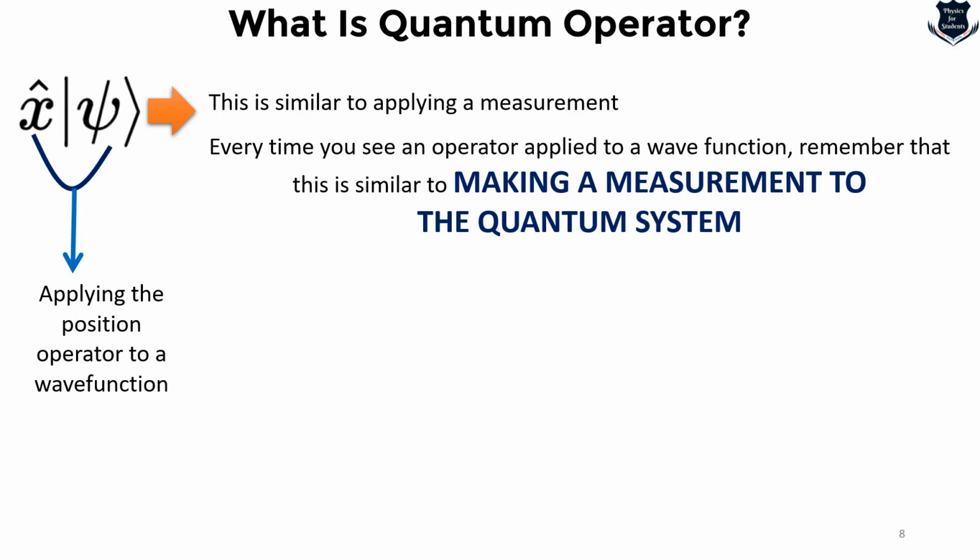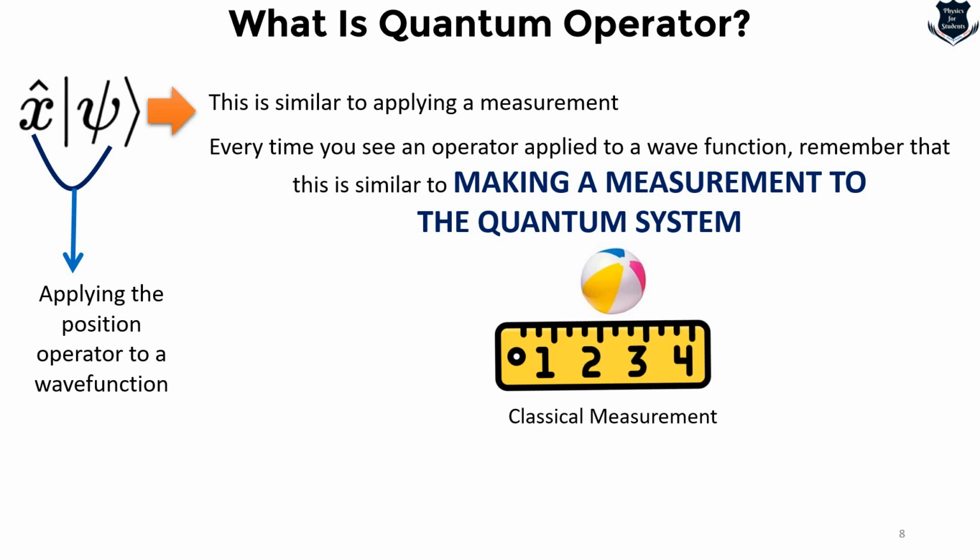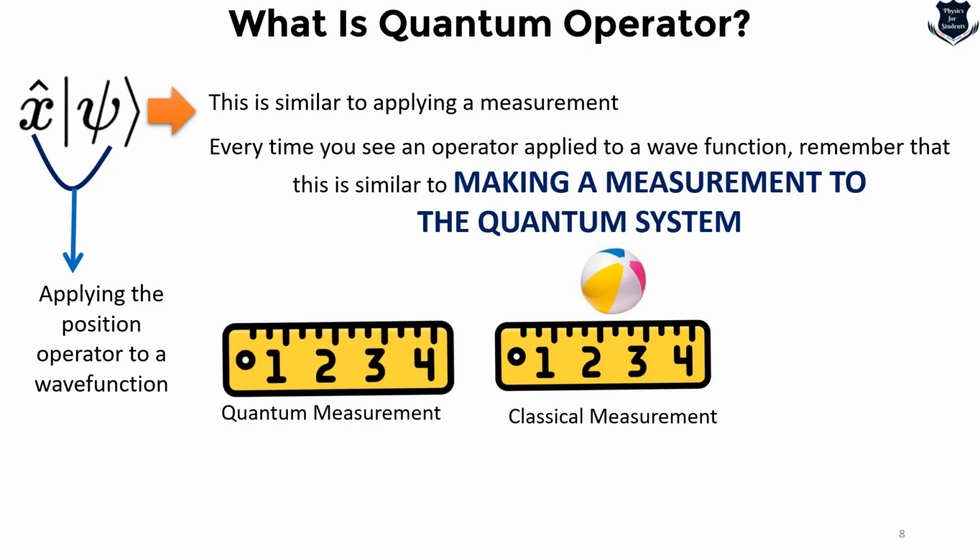Now, in classical mechanics, it is very easy to make a measurement. Say, for example, this is a nice ball, and how do we measure it? We just pull out a stick and a ruler and find out whether it is at position 2 or 3 and so on. But making a measurement in a quantum system is not that easy. So when we do a measurement, the ball can be either here or here or here.